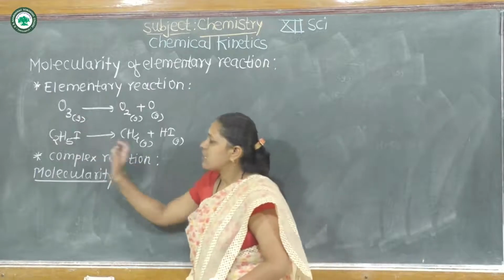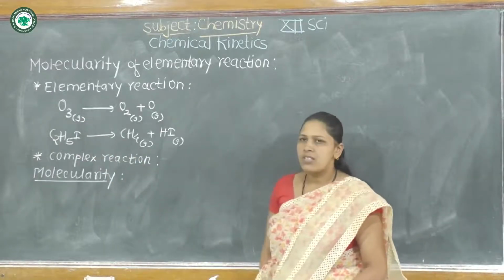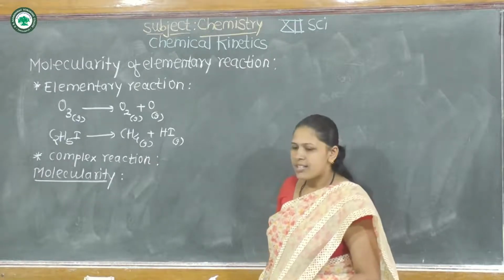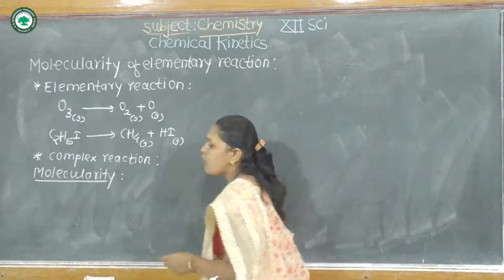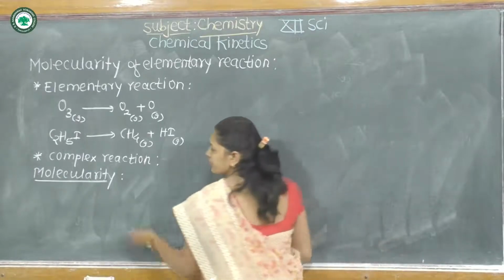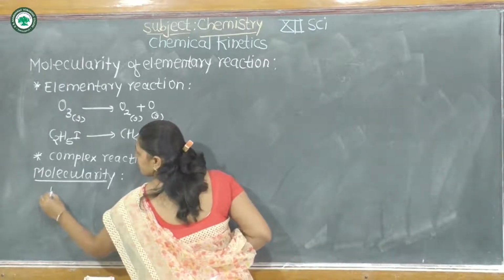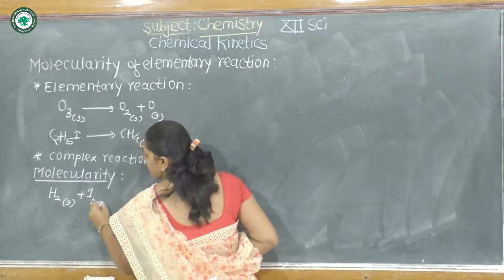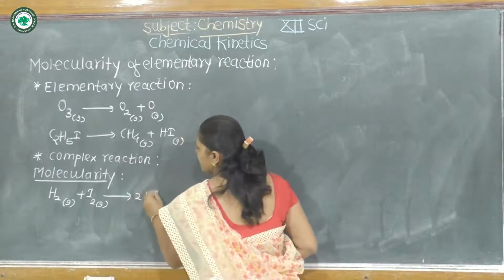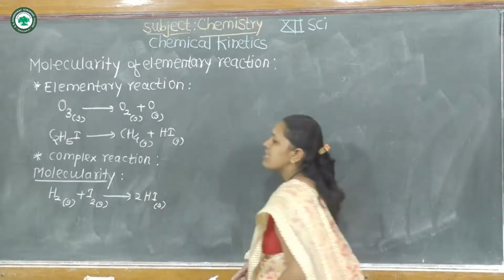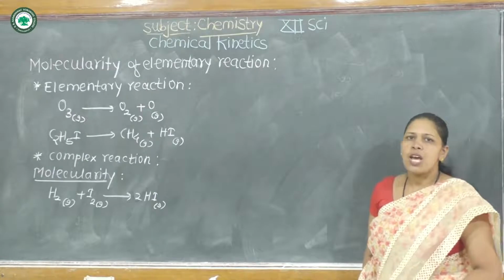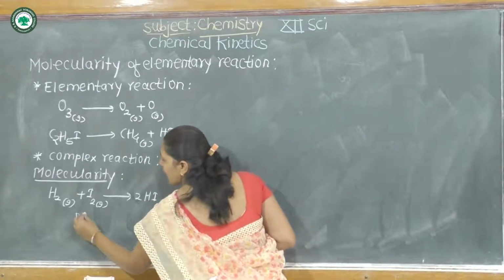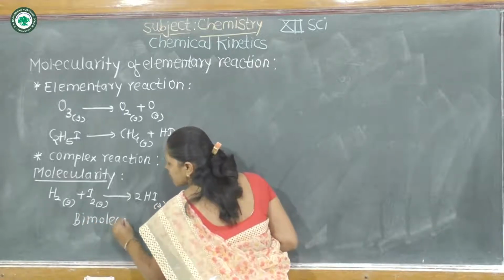Only one reactant molecule is involved in this reaction. Therefore, these reactions are called unimolecular reactions. Then an example of a bimolecular reaction: hydrogen gas plus iodine gas gives twice hydrogen iodide. In this reaction, 2 reactant molecules are involved. Therefore, this reaction is an example of a bimolecular reaction.